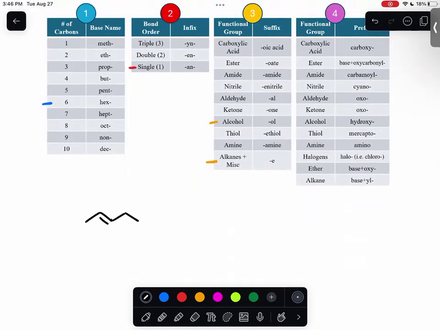So if we take a look through everything, we first have to figure out how many carbons we have. We have 5. So we still start with the base name of pent, but now with the double bond, we see that right over here, our infix is now changed. It's no longer the AN. We have the EN infix. But just saying pentene is not going to tell us where that double bond is, because again, it can be anywhere in this molecule. And so the way that we figure that out is we once again have to give it a locant. And we want to give it the lowest number possible.